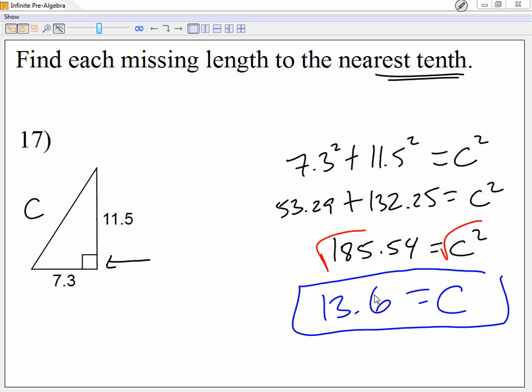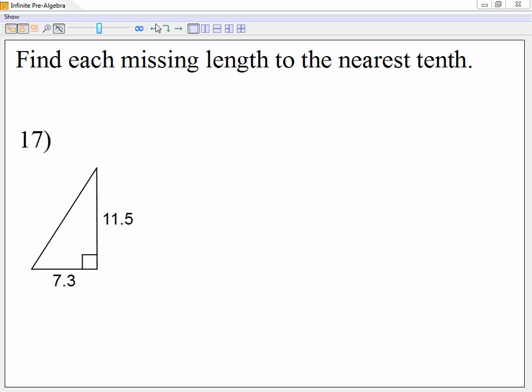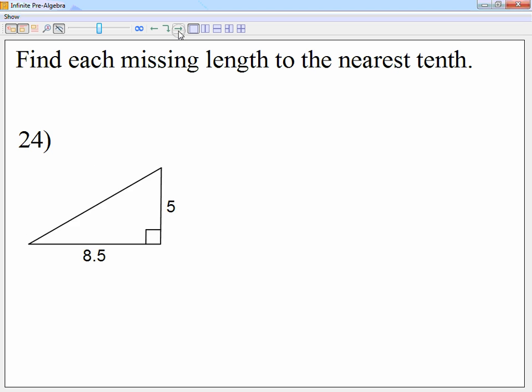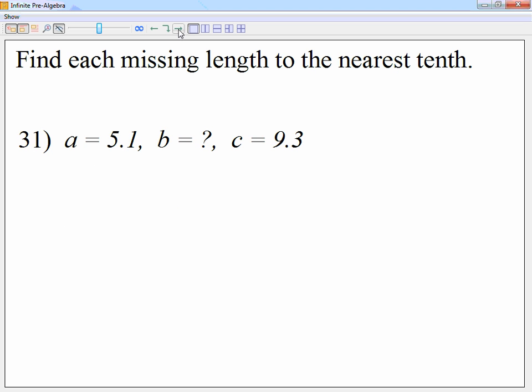So on the back, 17 through 24, I'm giving you the figures. You have to figure out if it's a, b, or c that you're missing. But for questions 25 through 31, I'm giving you the values of a, b, and c. Any questions up until 31? No questions up to 31? Okay. Which one? 20.